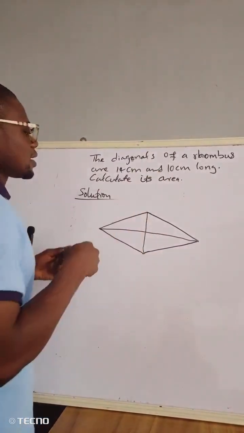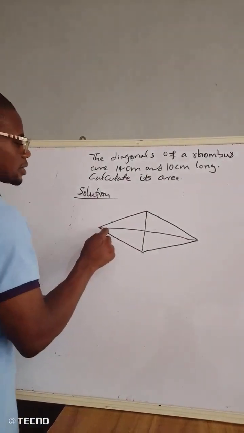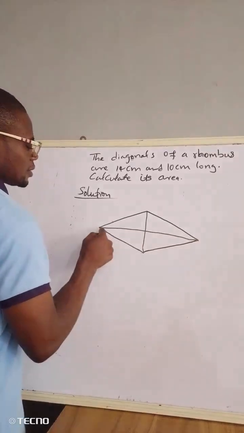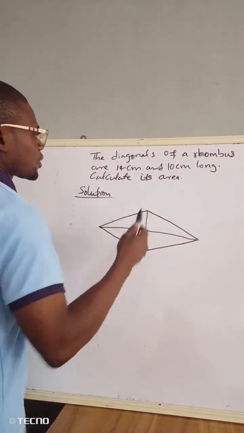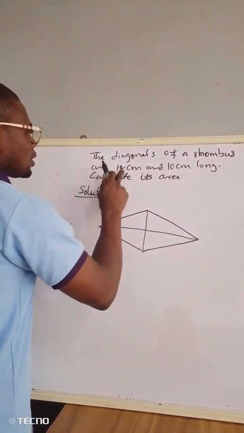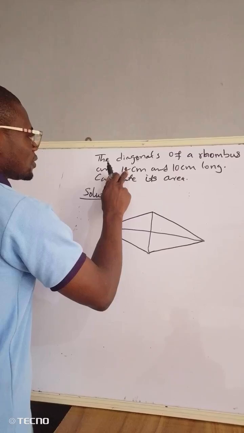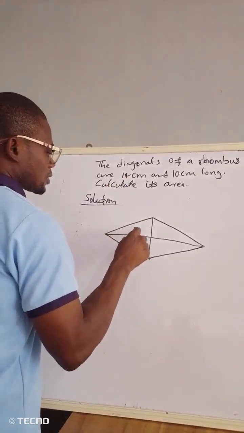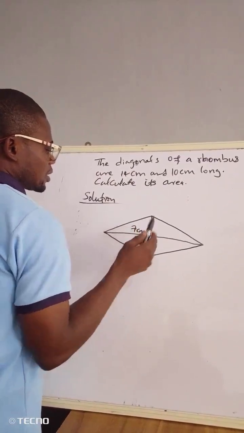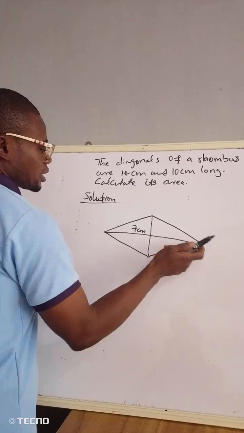Then if we look at these diagonals, this diagonal is the longest diagonal. This is the shortest one. So that shows that the longest one is 14 centimeter, because from here to here is 14 centimeter.